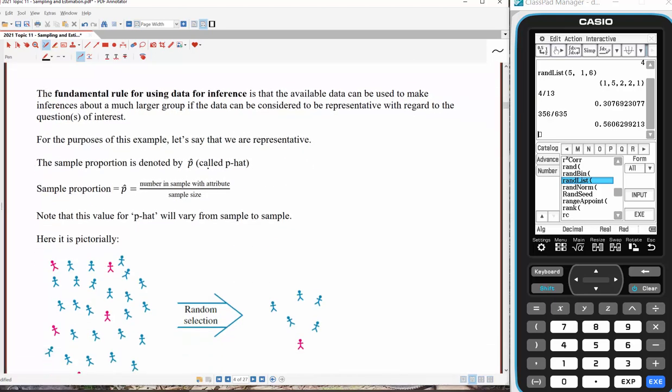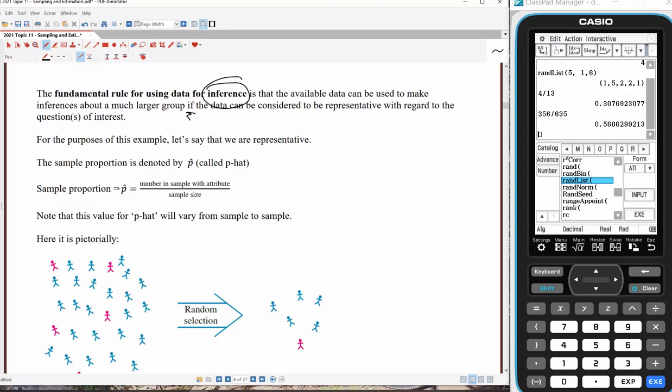Here's the fundamental rule for using data for inference. Inference means making predictions. The available data can be used to make inferences about a much larger group if the data can be considered to be representative with regard to the questions of interest. That means that when we look at the sample, it needs to be representative of the population. For the purposes of this example, let's say that we are representative. The sample proportion is denoted by a p with a hat on it, and we call it p hat. Literally, we call that p hat.